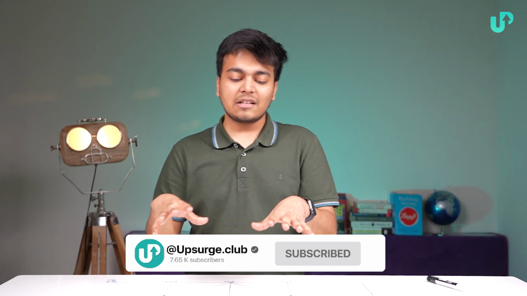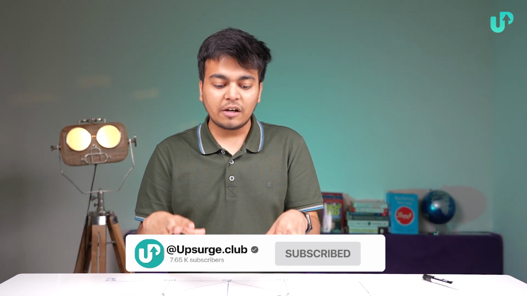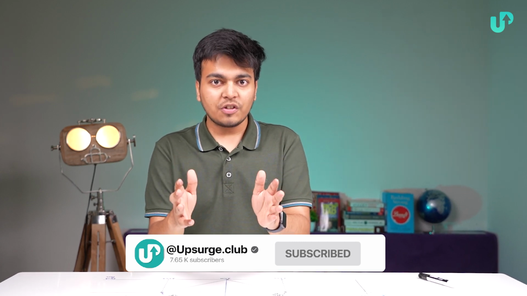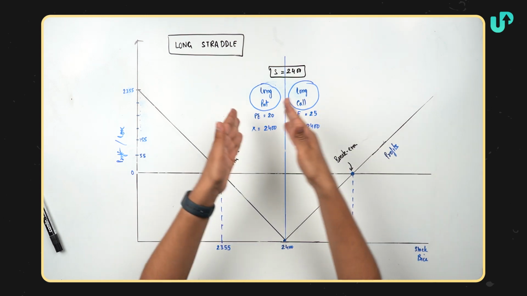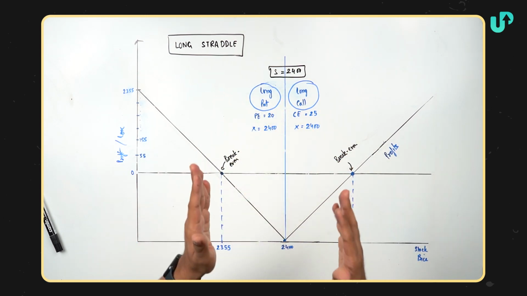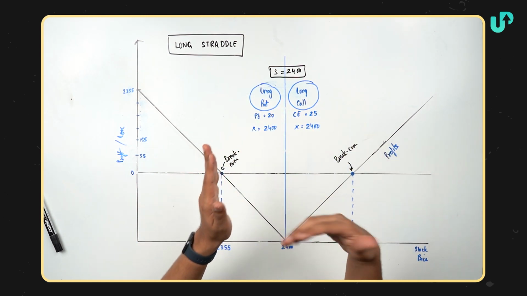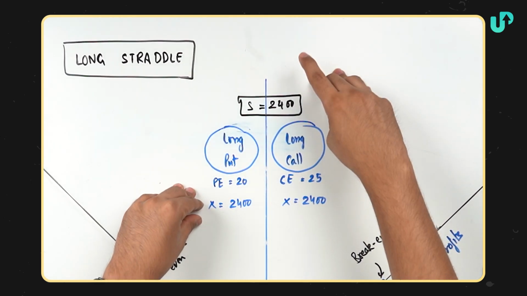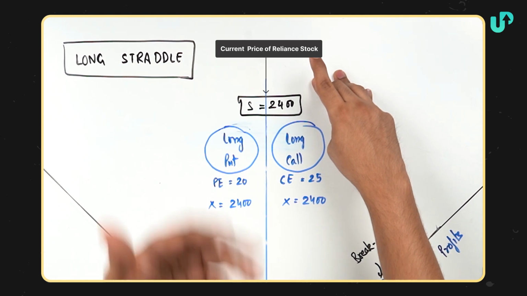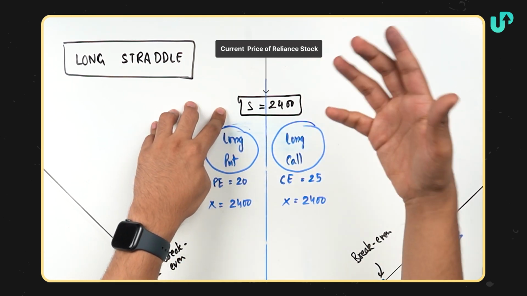So in that case, this is a very interesting strategy to build, where you take two positions: you take a long call position and you take a long put position, at the money. When I say at the money positions, what I mean is that the stock price of Reliance today, when you are taking the position, is 2400. That is the spot price.